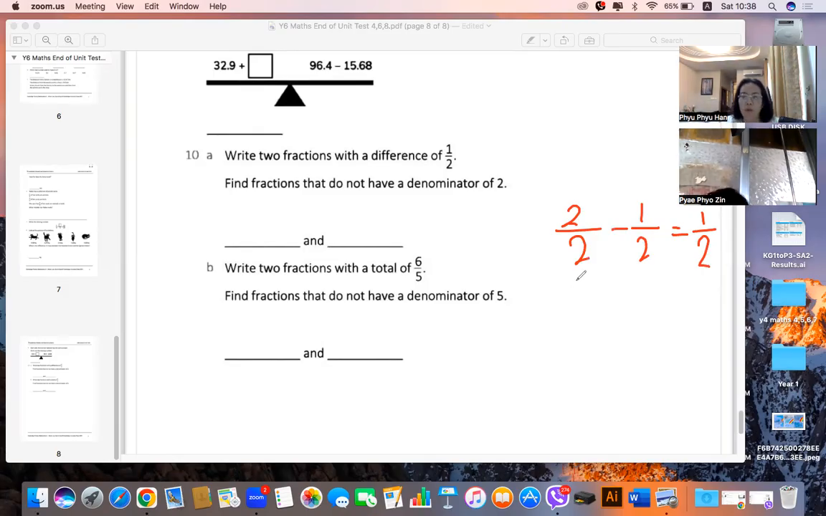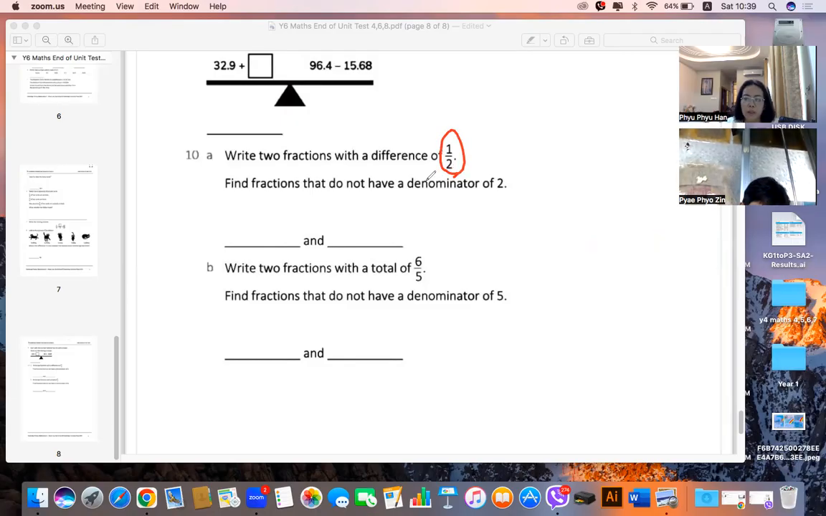So we cannot do it like this. We will do something else. It's with a difference, so you need to subtract and find the difference. We need to write the bigger fraction in front and the smaller fraction at the back, and we find the difference, and we must get half. Their difference must be half.